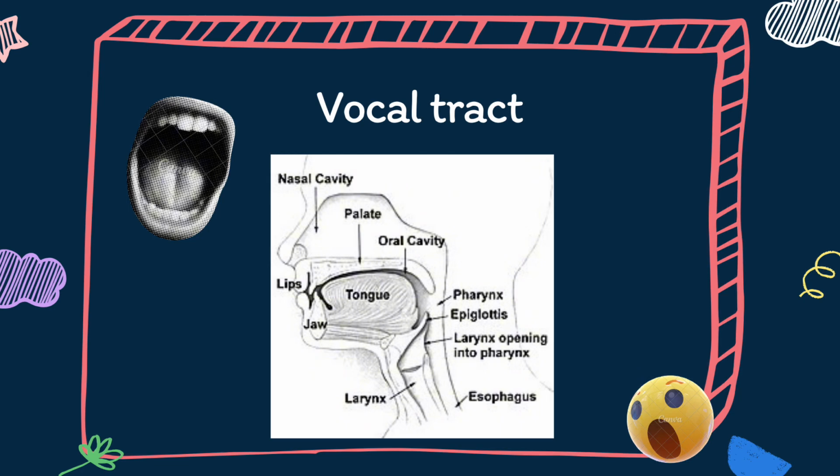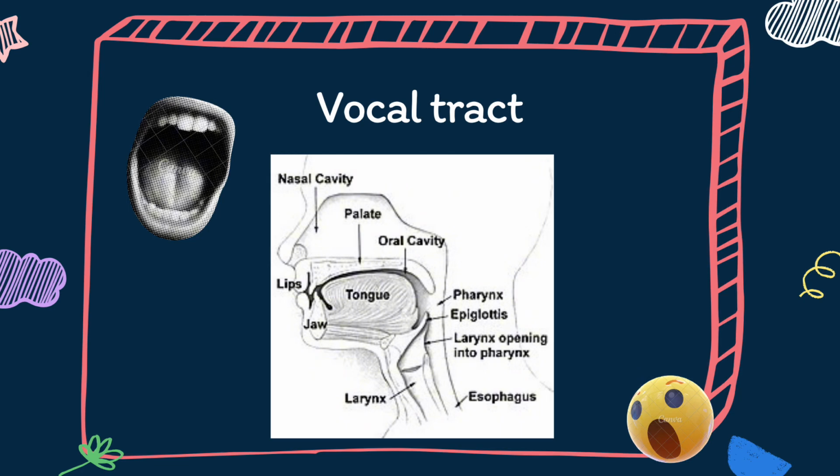Next one is the pharynx. This is above the larynx, and it is a tube that extends to the base of the skull and links to the nasal and oral cavities. This works for us to know the quality of the sounds that we are producing.